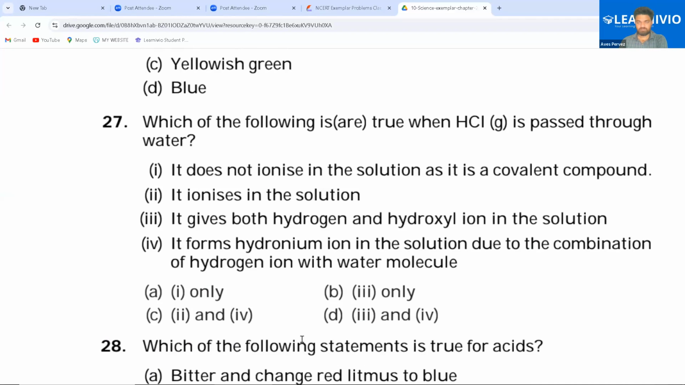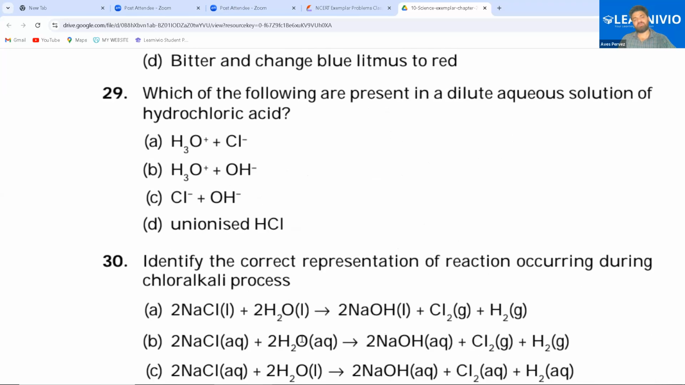Question number 27. Maybe it's option number C. Yes, it ionizes the solution and it forms hydronium ion due to the combination of hydrogen molecule. Correct. Question number 29.